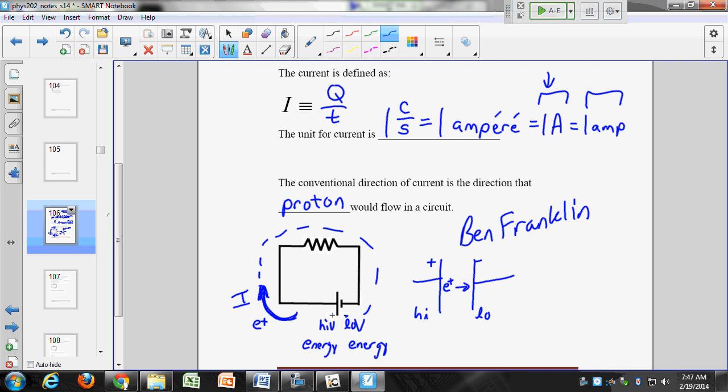Potential is what for what? Something per charge. Energy per charge, right? Potential is energy per charge. How much energy per unit charge do you give an object?